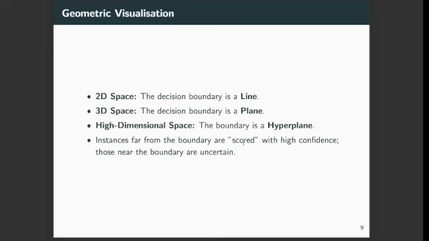Now, we can visualize this geometrically. In two-dimensional space, the boundary looks like a line. But in three dimensions, it looks like a plane. And in a higher dimensional space, we call it a hyperplane. Points that are far from this boundary are scored with high confidence, while those that are close to it are considered uncertain.